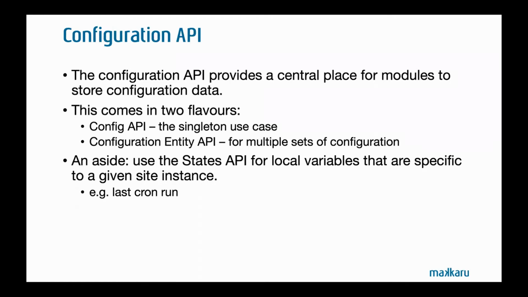Just a quick aside, it's useful to know the states API does exist. That is for local variables that are particular to a given instance of a site, not even a site in all its variants, but things like the last cron run.